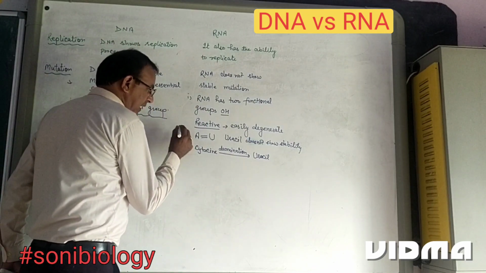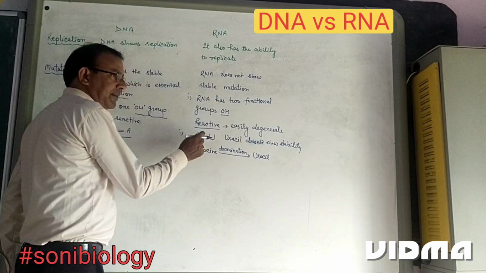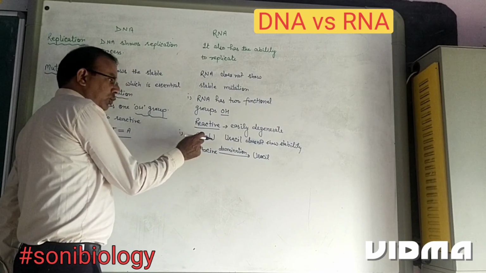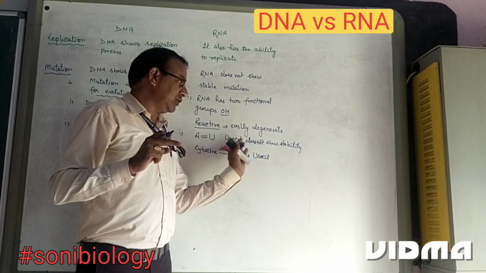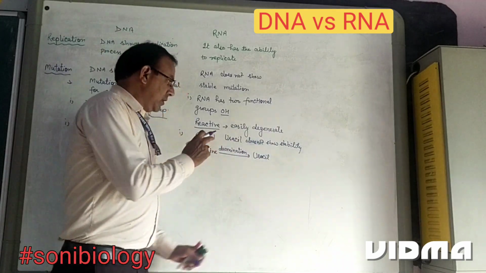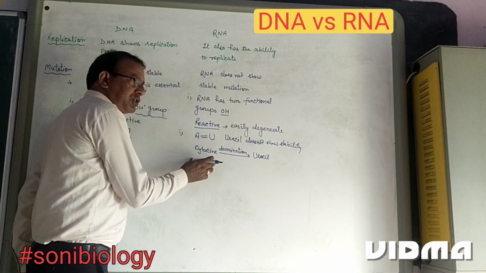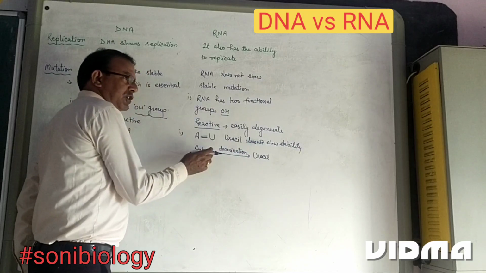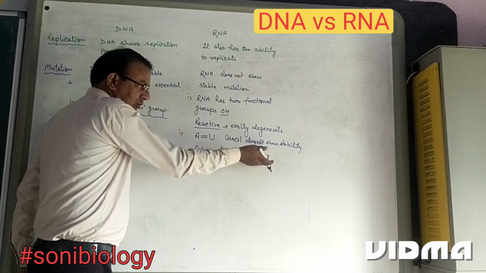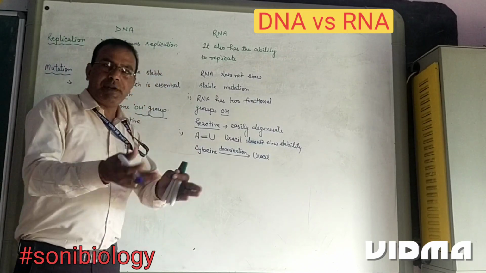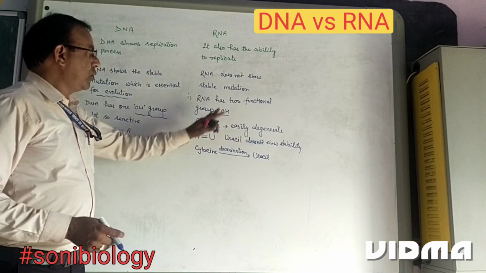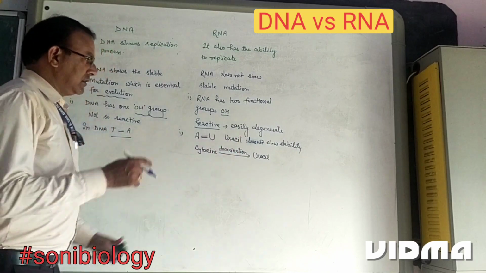The second one is, in place of thymine in RNA, adenine bonds with uracil with two hydrogen bonds. Uracil doesn't show stability. Why? Because uracil is produced from the deamination process of cytosine. If uracil is produced from cytosine, the percentage value of cytosine may be reduced in the DNA. So RNA is not the genetic material.